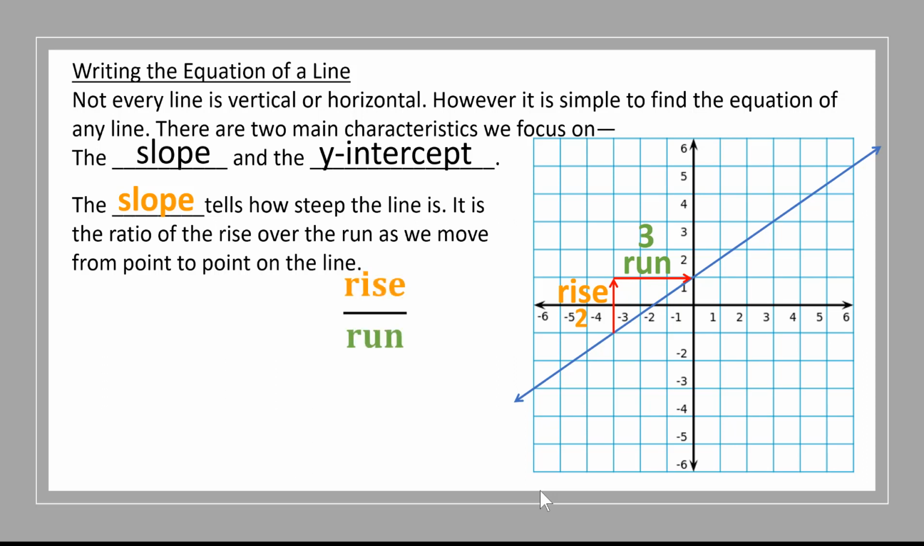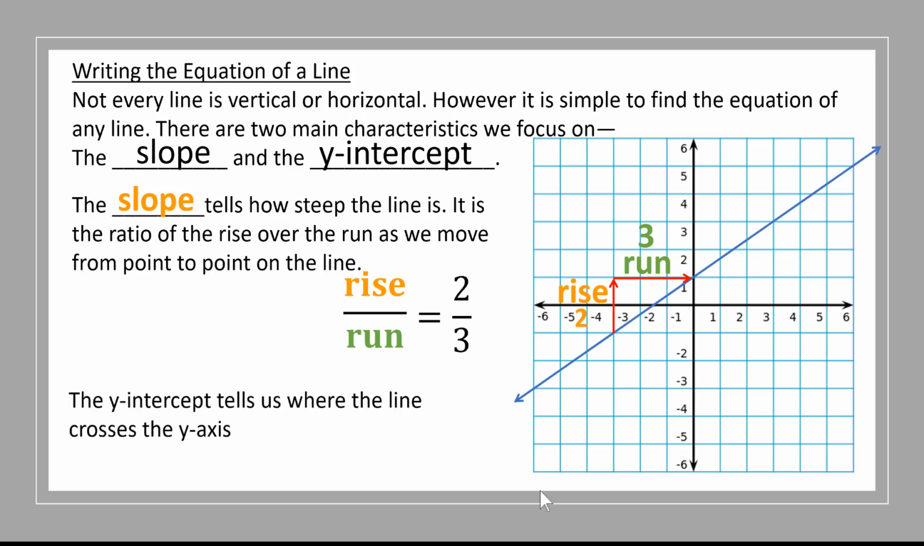And so the slope of this line is going to be 2/3. Rise of 2, run of 3 as you go from point to point. And it doesn't matter which 2 points you choose, you're always going to get 2/3 for that rise over run for this line. All right, so the y-intercept tells us where the line crosses the y-axis, and you can see it's right there at 1. So for this line, the y-intercept is 1.